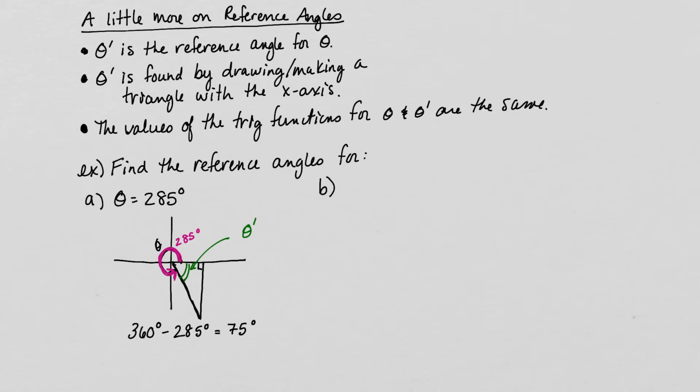Okay, so let's look at another one here. What about theta equals 120 degrees? So 120 degrees is in quadrant 2 here. So this part here is 120 degrees. To make that reference triangle, I'm going to drop down. And in here, that's what we're looking for, this theta prime. So any ideas how I could find that green theta prime this time?